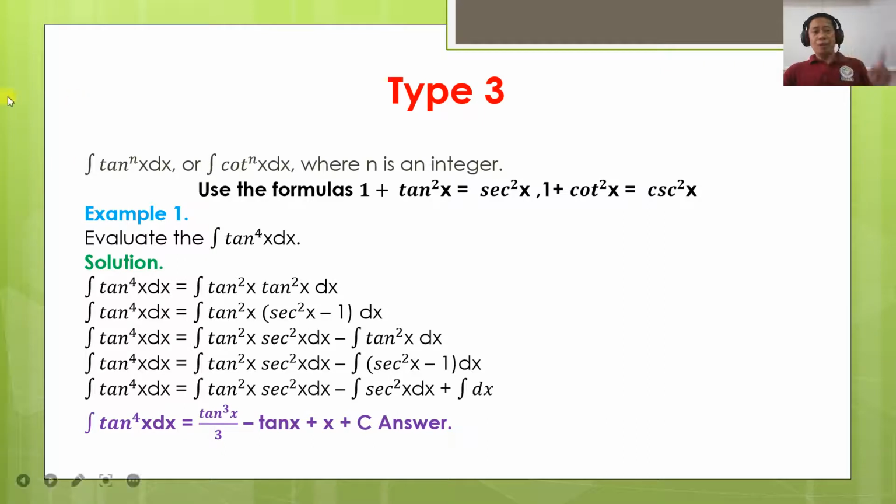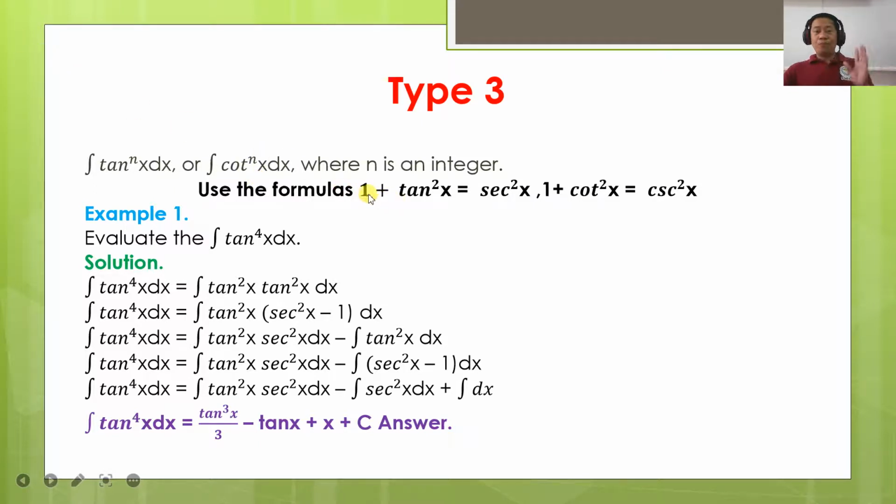Pero pag type 3 po, yung integrand po natin is simply tangent and cotangent. Wala tayong problema sa exponent kung odd or even. Basta tangent and cotangent na naka-raise sa integer, ibig sabihin po niyan, odd or even. Pero hindi pwedeng negative, no? Hindi pwedeng negative, dapat positive. Pag napansin niyo po na tangent and cotangent yung nasa loob ng integral sign, tapos naka-raise sa integer, let's say raised to 3, 4, 5, 6, etc., ito na po yung solution.